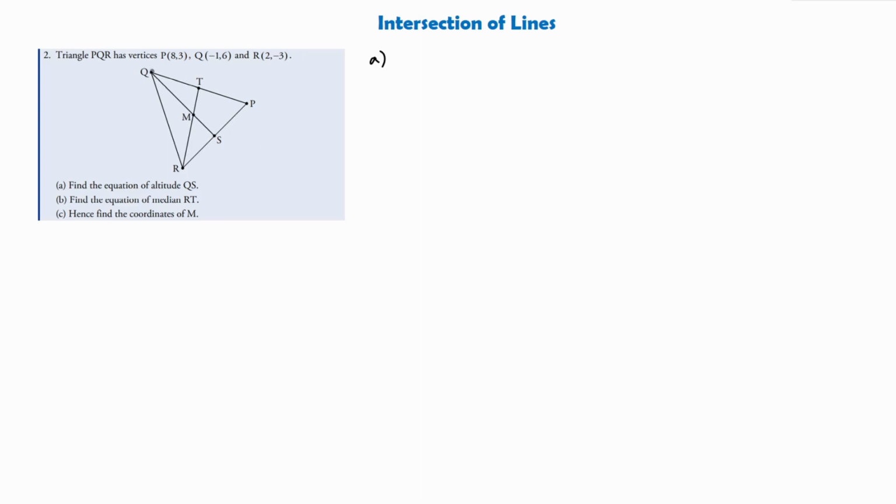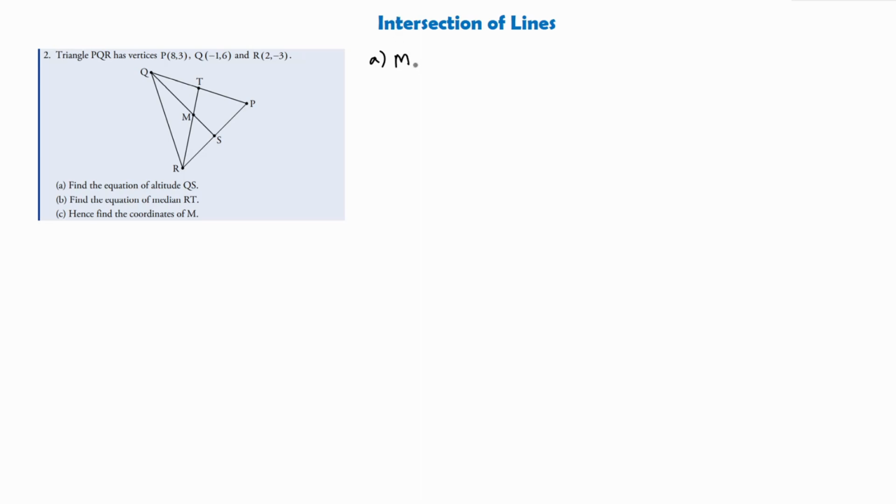For the equation of the altitude QS, we know we need to use a point on the line, which we already have. We've got Q. So we need to work out the gradient of this line. And what do we know about the altitude QS? Well, we know that it's perpendicular to the line RP. So we can use our fact about perpendicular gradients to work out that gradient.